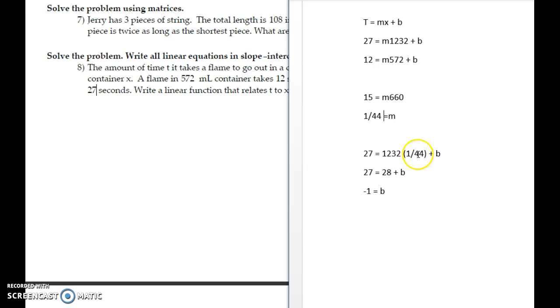When you do 1 over 44 times that number, you get this, and then subtract 28 from both sides, and you get what b should be. So time equals 1 over 44 x. We solve for that, and b is minus 1. So that's our linear equation.